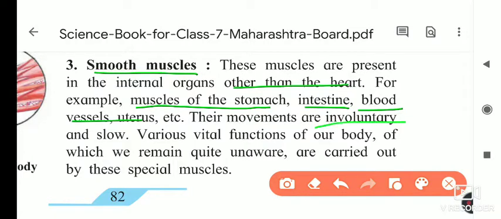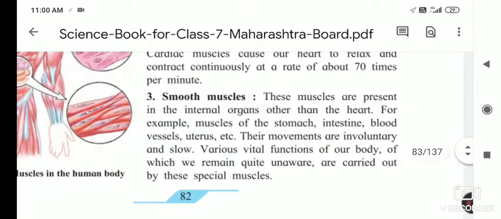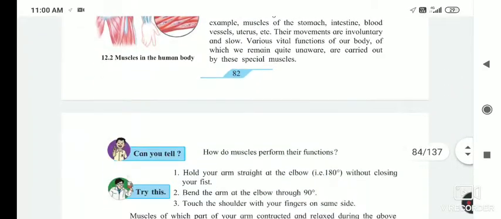These movements are also involuntary and slow. Various vital, very important functions of our body go on without us being aware of them. Even if we remain silent, digestion, respiration, and circulation are all going on in our body with the help of this special type of muscle, called smooth muscles. So that is about the types of muscles in our body.